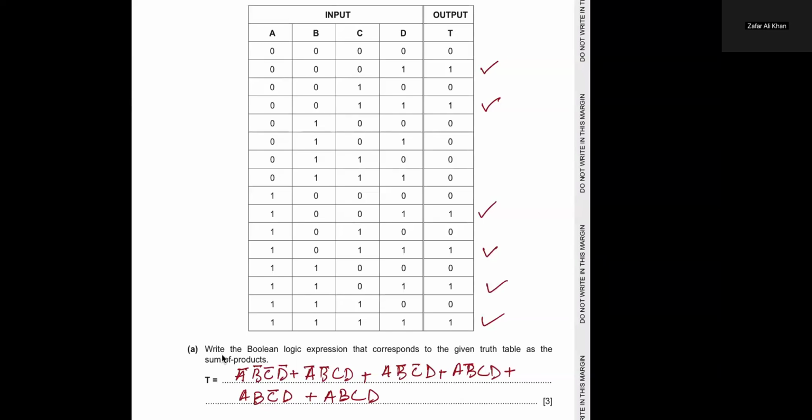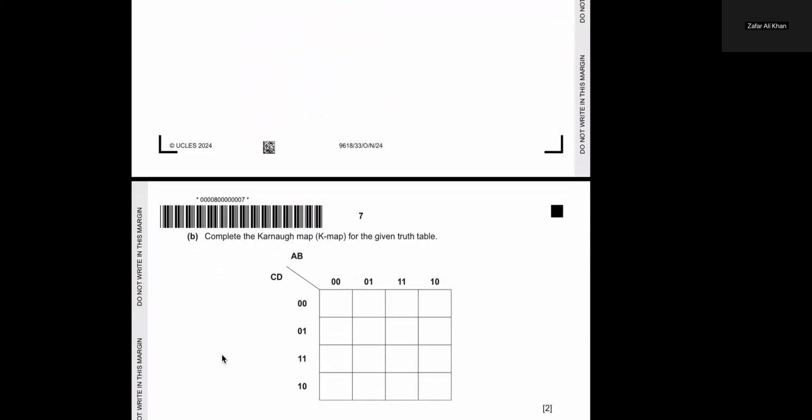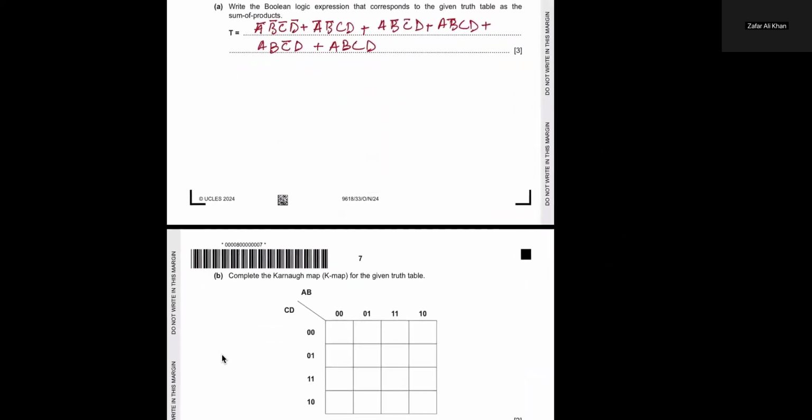Thanks for the correction. Now, part B of question 7 asks us to complete a Karnaugh map, often abbreviated as K-map, based on the same truth table with 4 variables A, B, C, and D. A Karnaugh map is essentially a visual tool, a specific way of organizing the information from a truth table. With 4 input variables, the K-map is typically a 4x4 grid of cells, where each cell corresponds to a unique combination of the input variables A, B, C, and D.